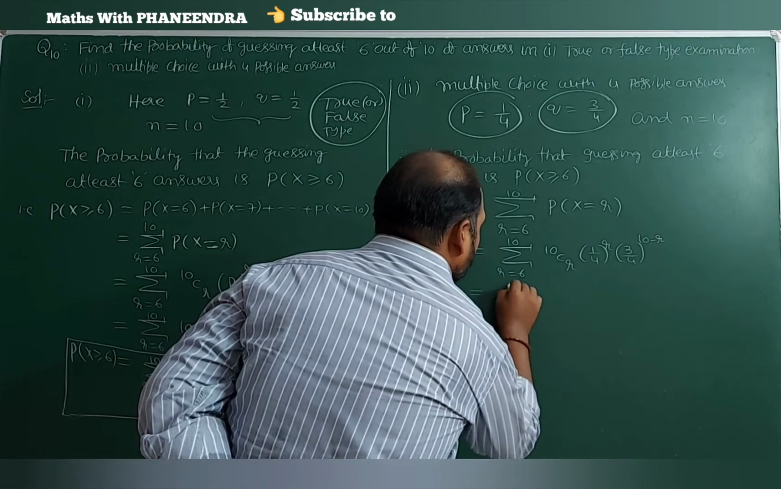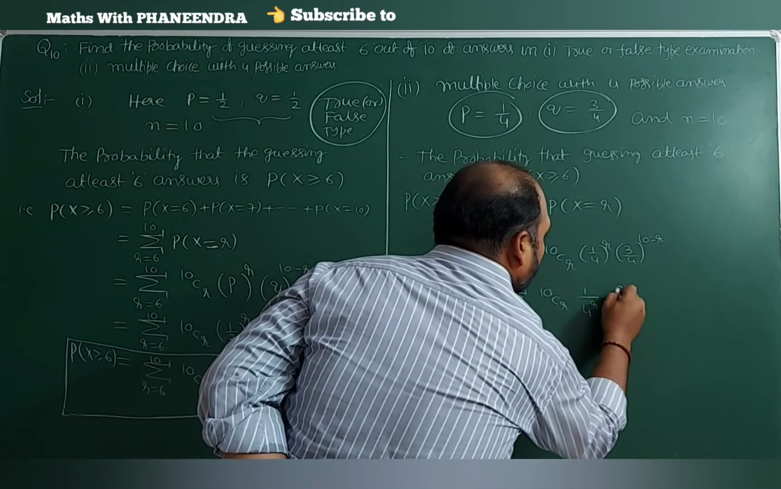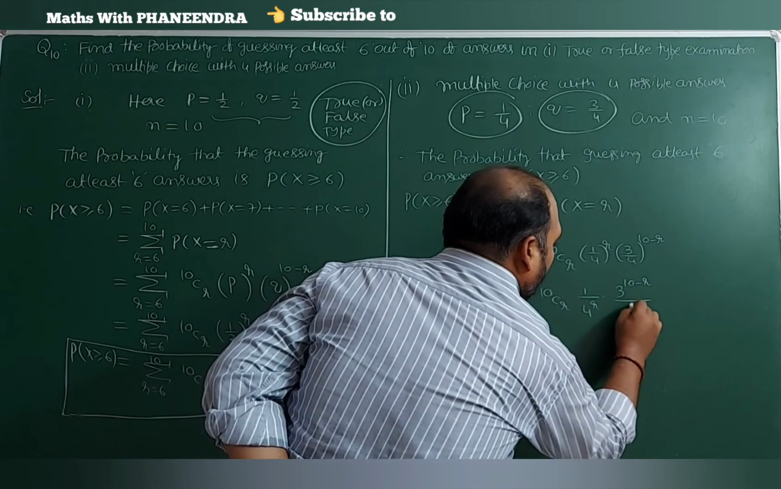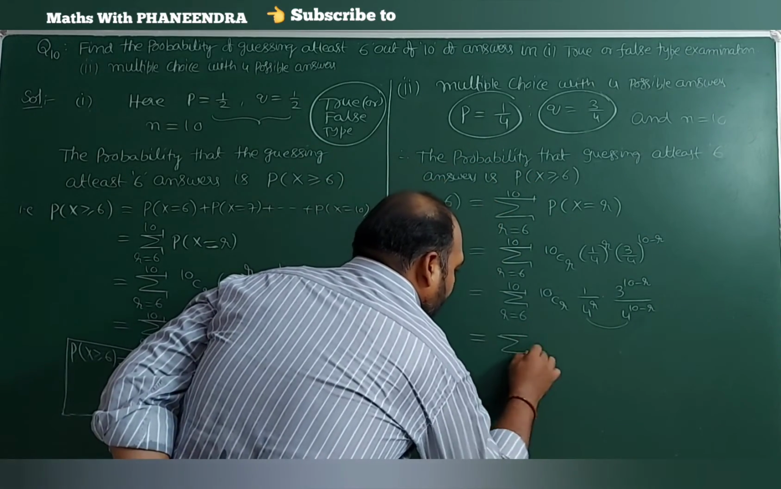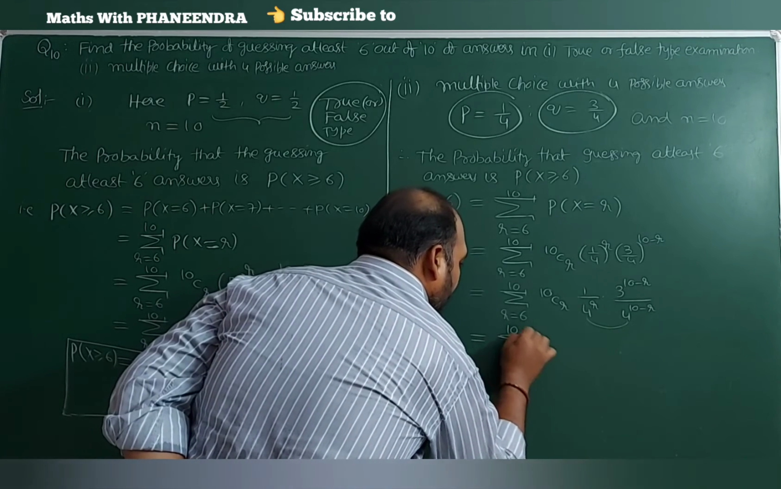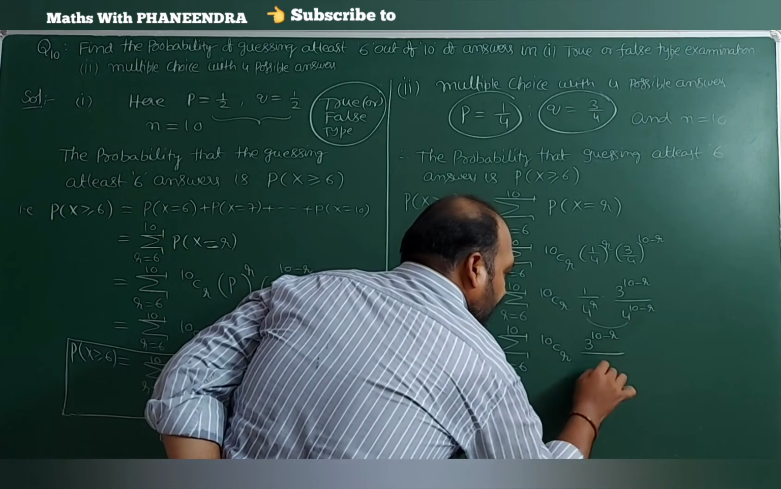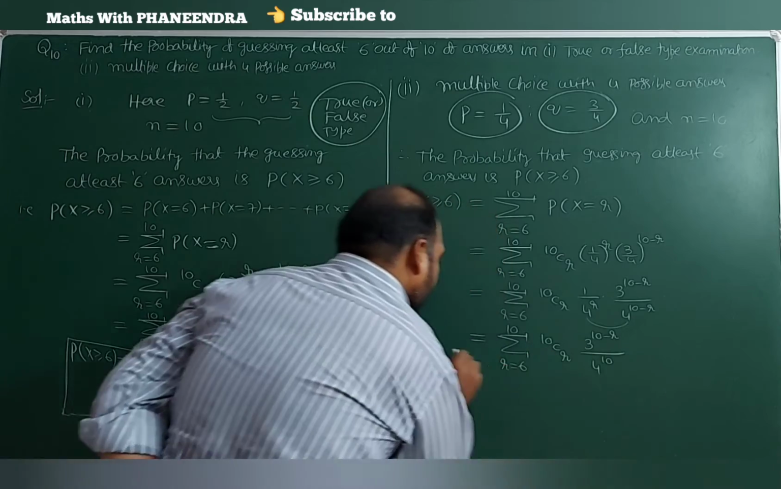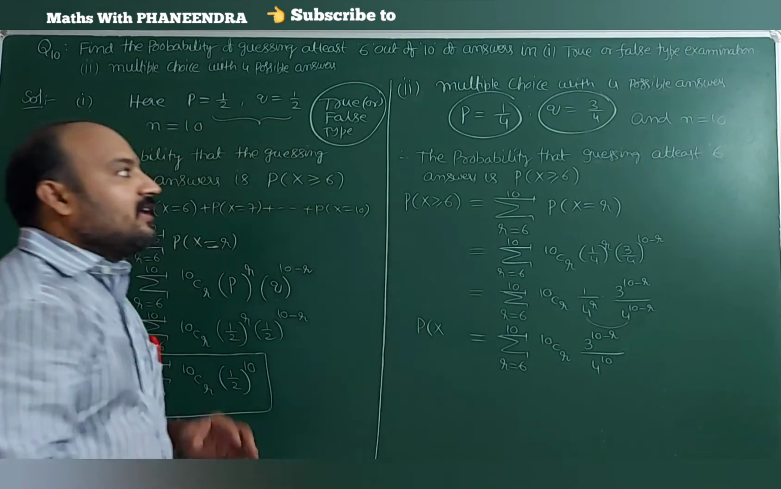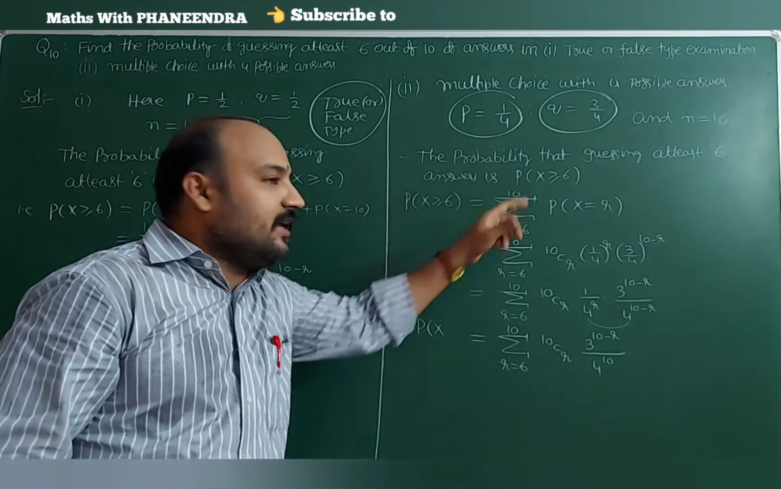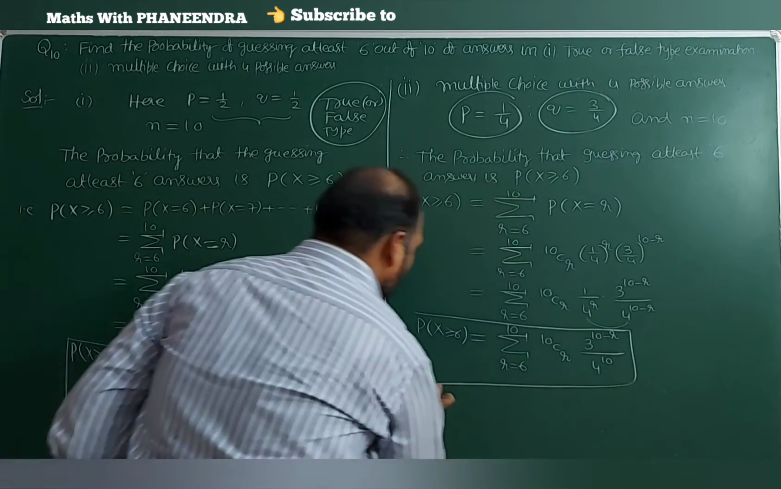Sigma r is equal to 6 to 10, 10 C r, 1 by 4 power r, 3 power 10 minus r by 4 power 10 minus r. The base or equal portion should be added in the denominator. Sigma r is equal to 6 to 10, 10 C r, 3 power 10 minus r divided by 4 power, minus r plus r cancel, 4 power 10. Therefore, in the case of a multiple choice question, the probability of guessing at least 6 answers, P of x is greater than or equal to 6, is this one.